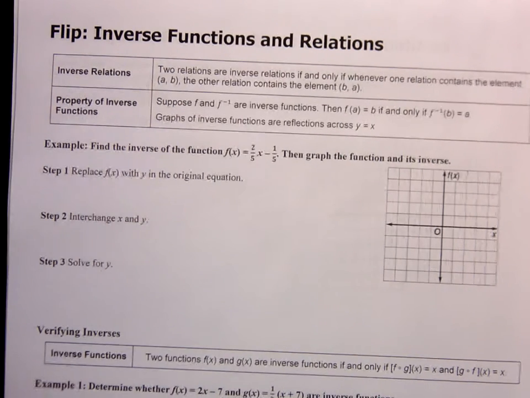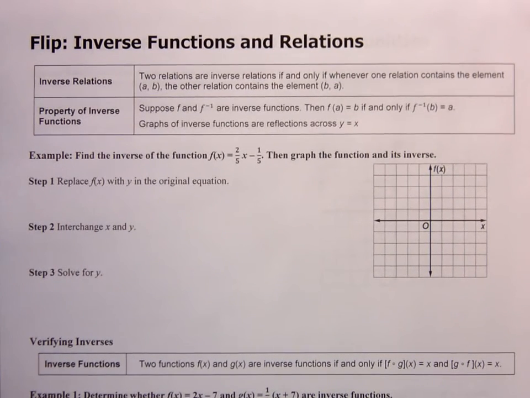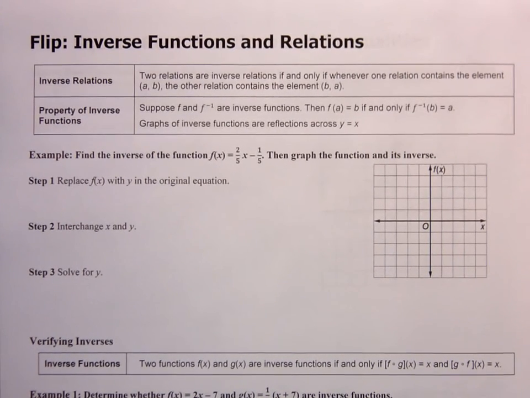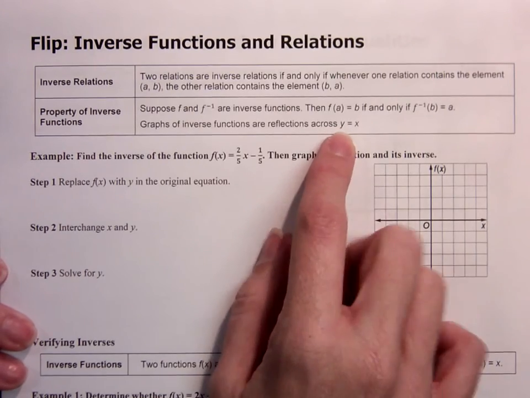Inverse functions and relations. So just like inverse operations are operations that undo each other, inverse functions are functions that completely undo the operations of each other, so that your input never changes. If you do a composition like we practiced yesterday, your input and then output is going to link right back to the same input, and graphically it talks about how there are reflections across y equals x. We'll see that in a minute.